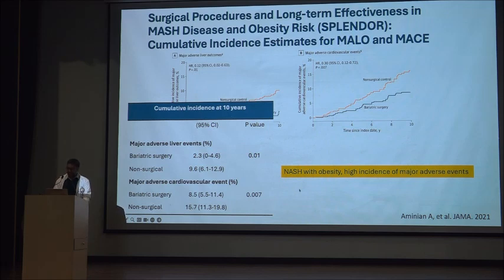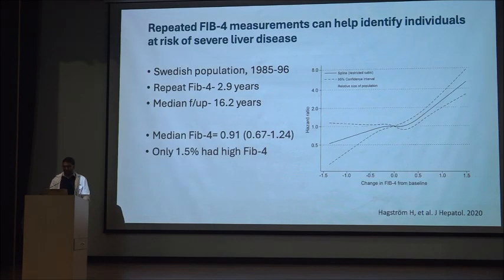So they said that the NASH with obesity, they definitely have higher incidence of major adverse outcome. Whether one-time FIB4 measurement is sufficient or repeated measures are required, or how they help in prediction of major liver-related outcomes. Again, this Swedish population who were enrolled between 1985 to 96, repeat FIB4 was done within 2.9 years or up to 5 years, and median follow-up of 16 years.